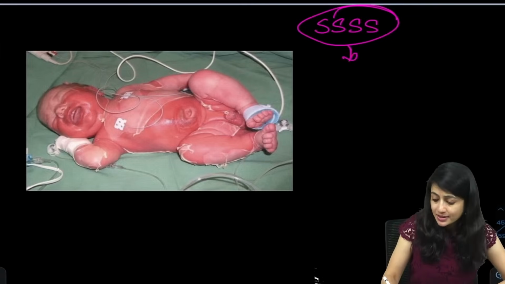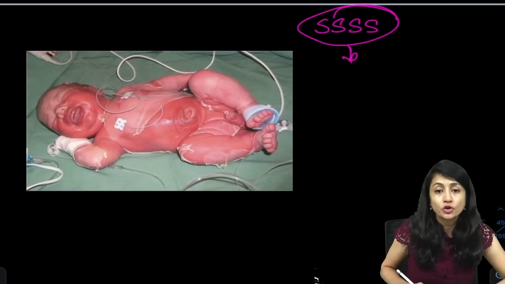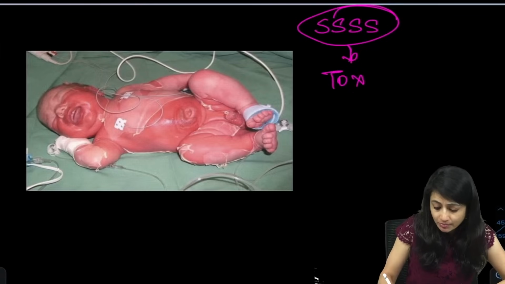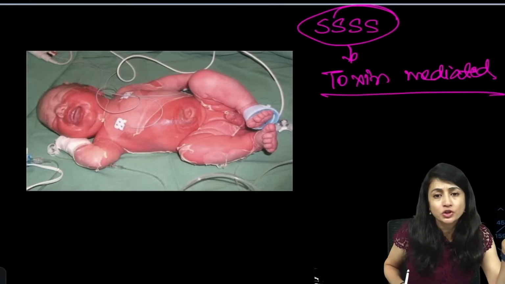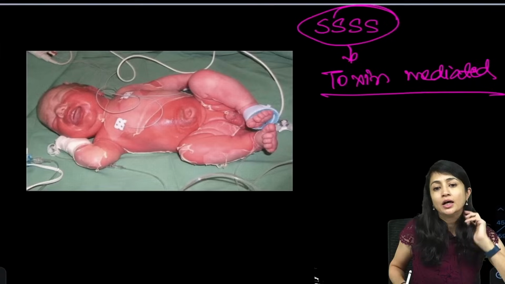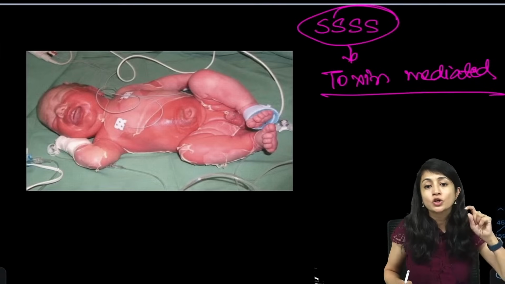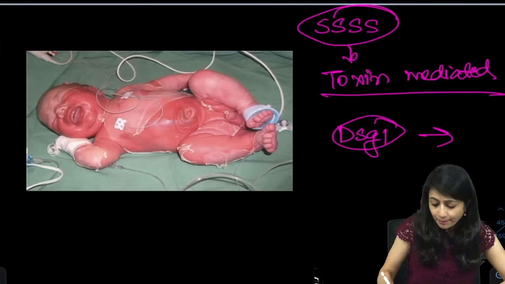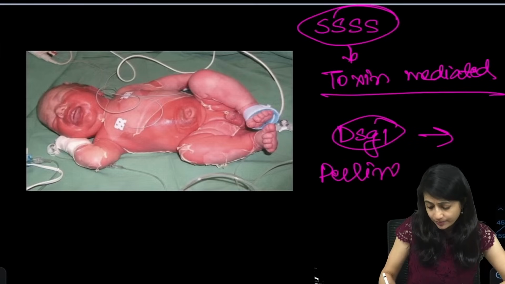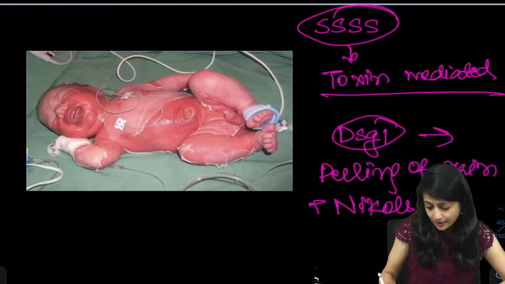So SSS is Staphylococcal scalded skin syndrome. It is a toxin mediated disorder. You had an infection with Staphylococcus, a prior infection of Staphylococcus, the toxin is released in the blood, it goes and binds to desmoglein 1, causing peeling of the skin. And so yes, here you can see a positive Nikolsky sign.